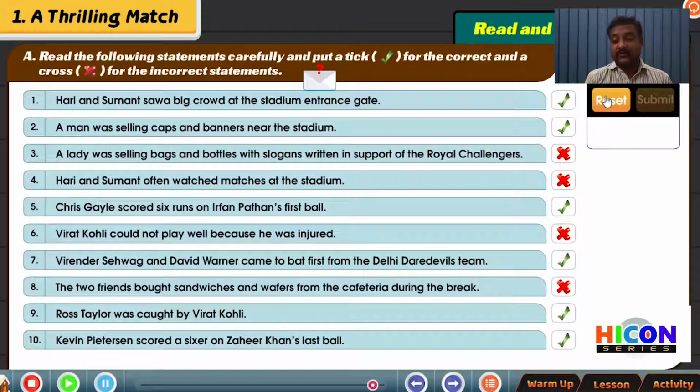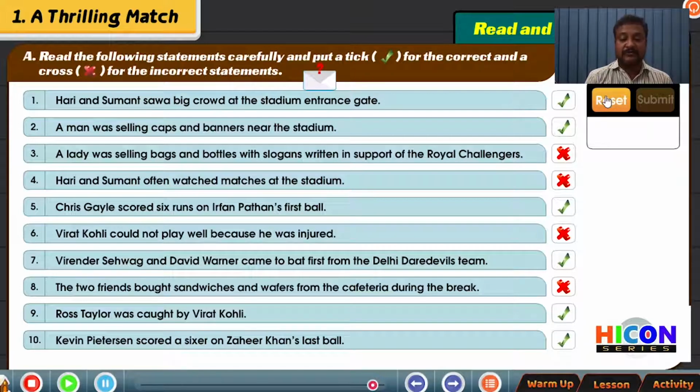Virendra Sehwag and David Warner came to bat first from the Delhi Daredevils team. It's a true statement. The two friends bought sandwiches and wafers from the cafeteria during the break. It's a wrong statement, because they bought orange juices and a big bag of popcorns.